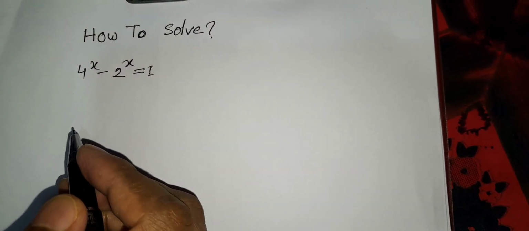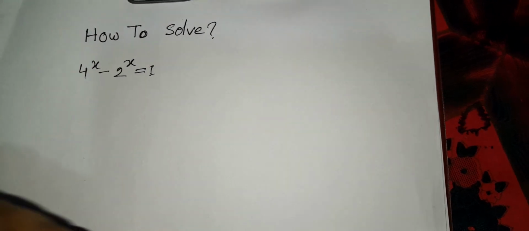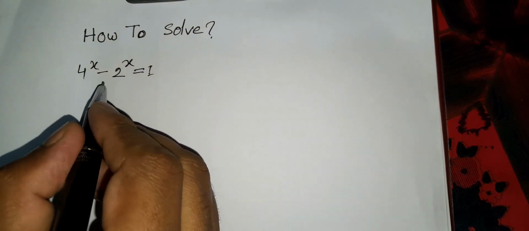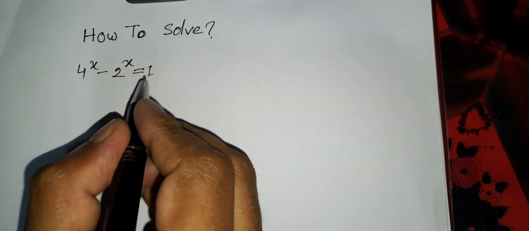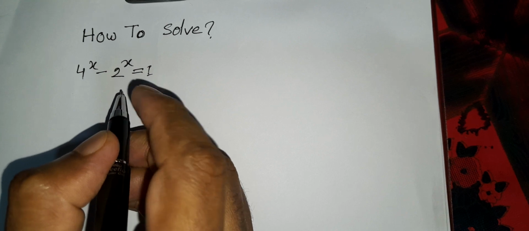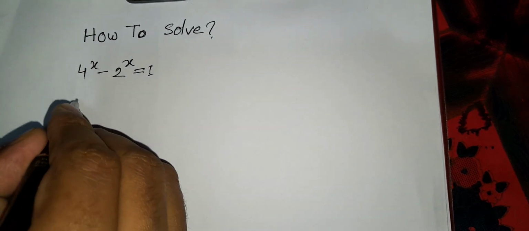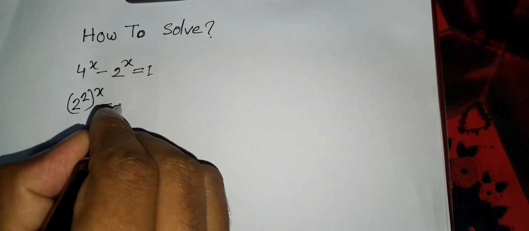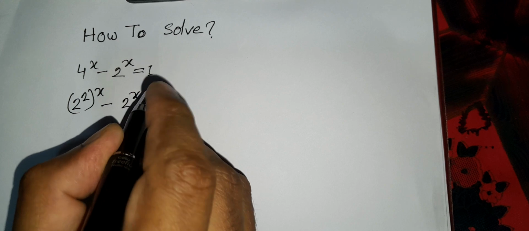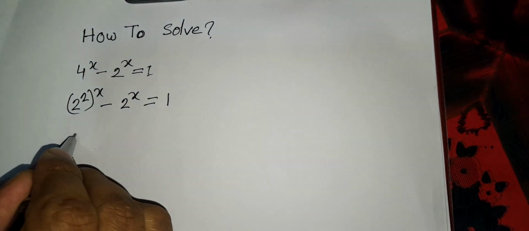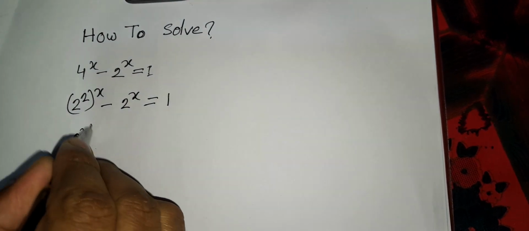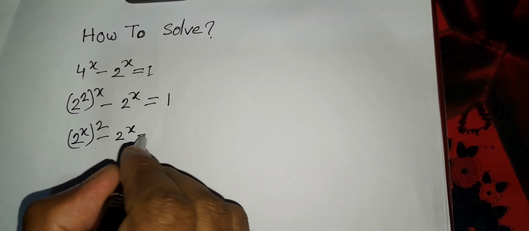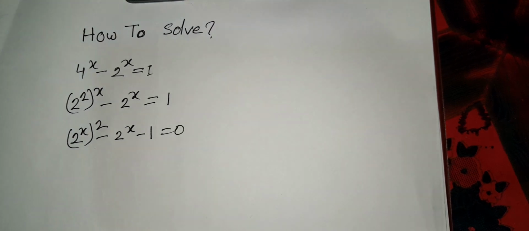Today we will solve a nice exponential problem. Here given that 4 to the power x minus 2 to the power x equal to 1. Here we can write 2 square to the power x minus 2 to the power x equal to 1. Okay, and now we can write (2 to the power x) all square minus 2 to the power x minus 1 equal to 0.